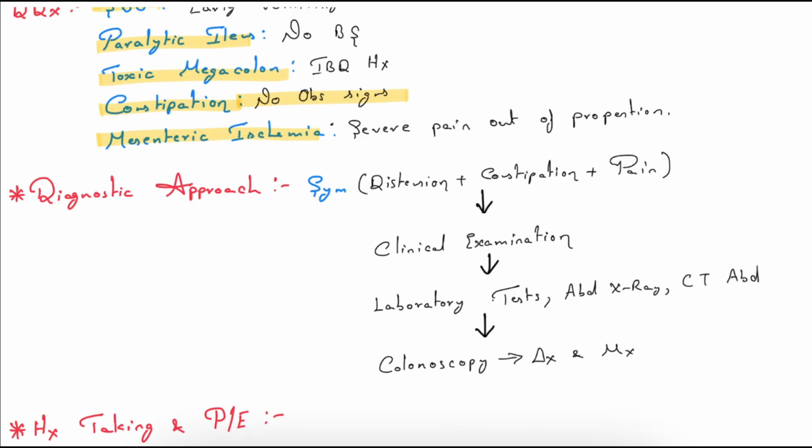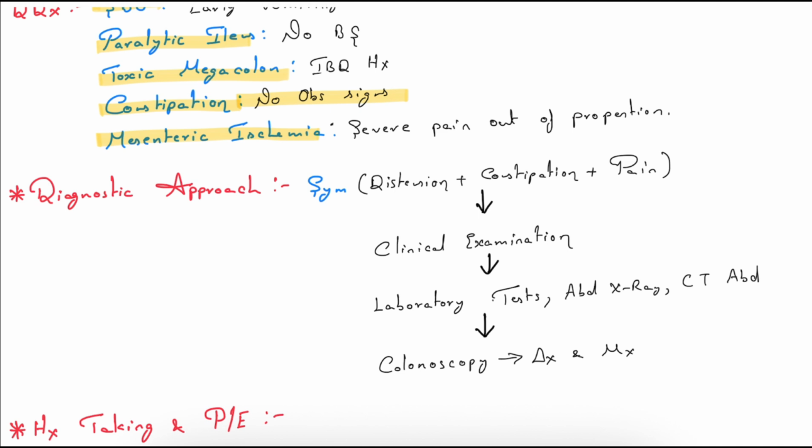Next, you can see here the diagnostic approach of large bowel obstruction. The main goal is to confirm whether the patient has obstruction or not, and identify the level of colon or rectum. We have to identify the cause like cancer, volvulus, or strictures, detect complications like ischemia and perforation, and decide the urgency of surgery.